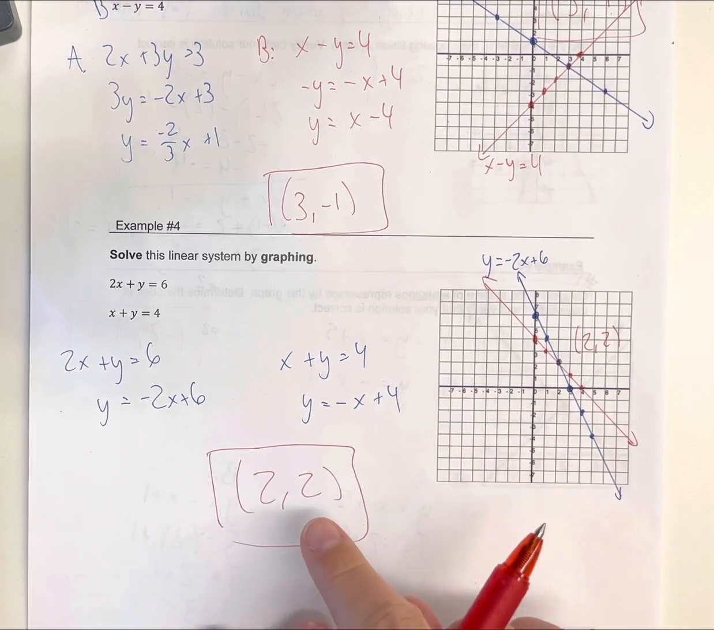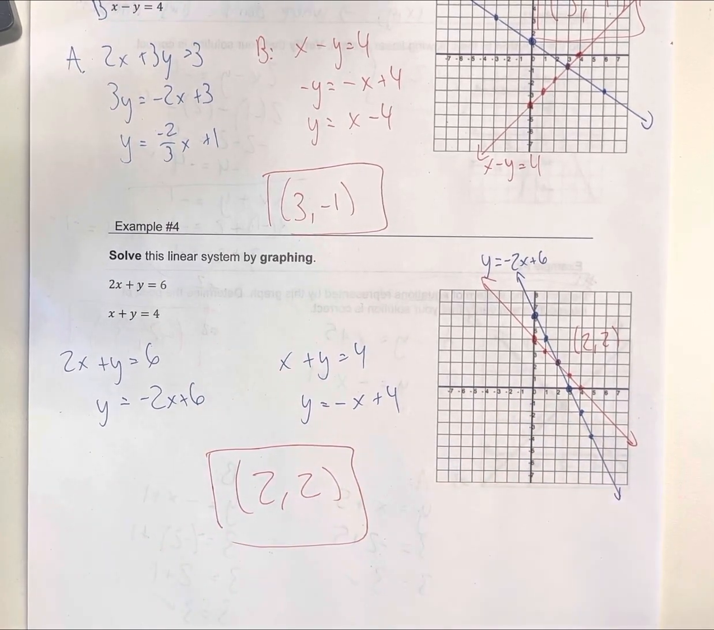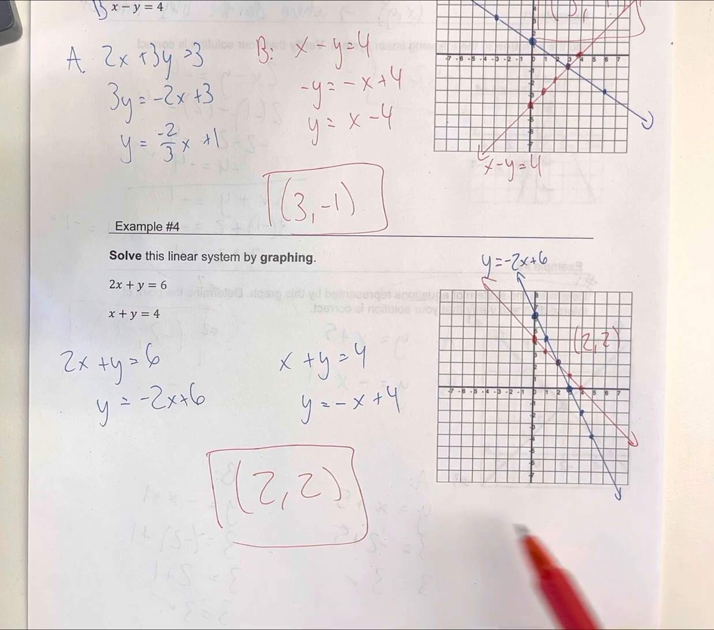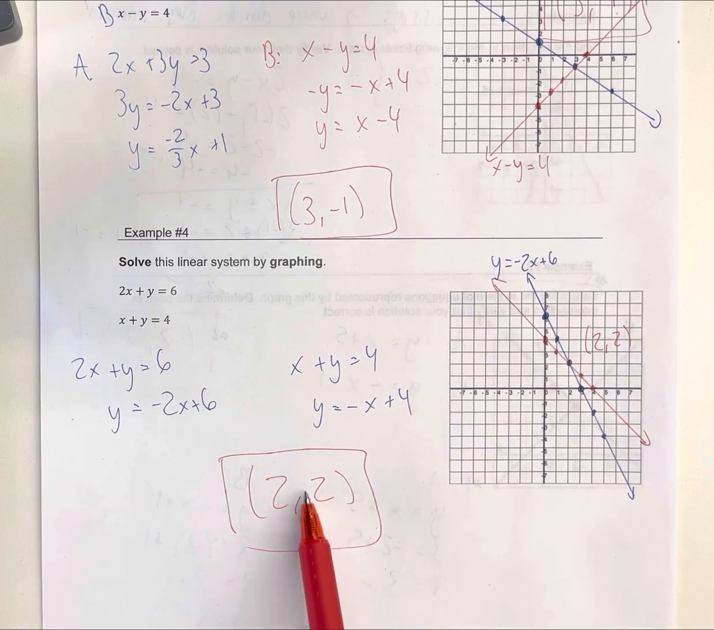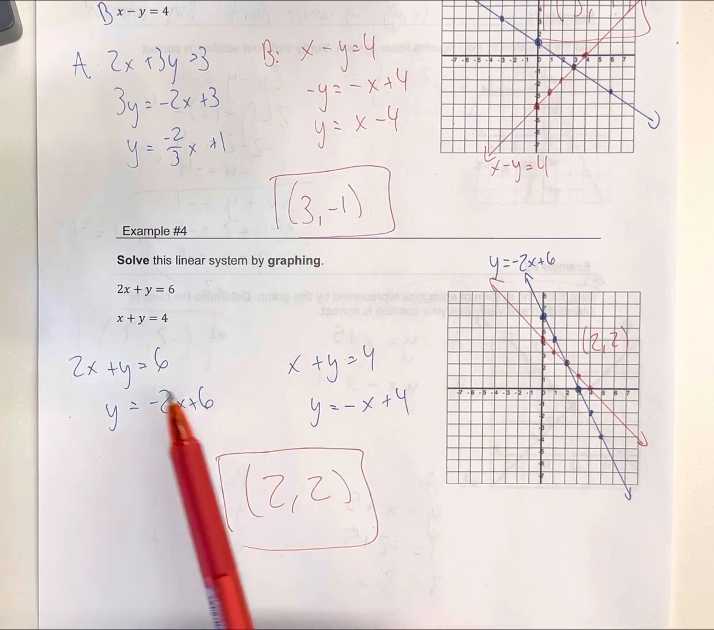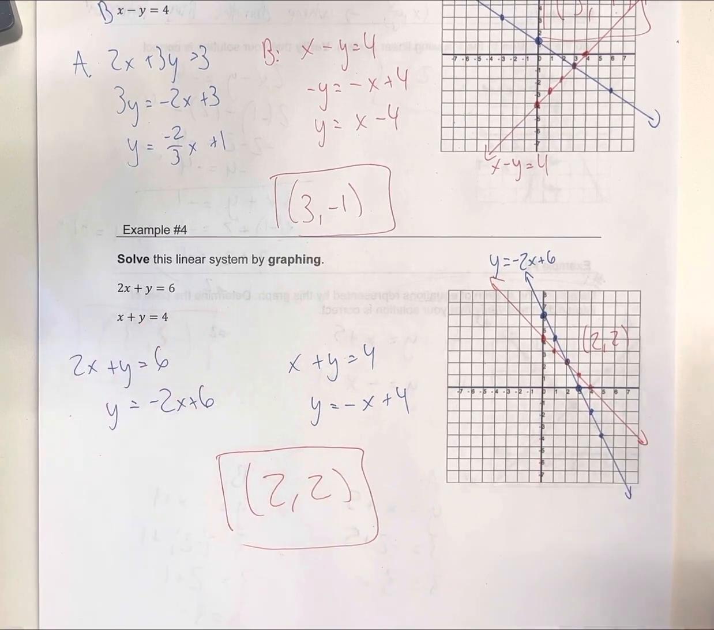2, 2. I do put brackets around it because this is a point. It's not just two random numbers, right? It is a point. We could verify this point by putting it back into each of these equations. And when I verify, I typically use the original, just in case I made some mistakes somewhere. So I go back to the original equation to verify, but then you're done.